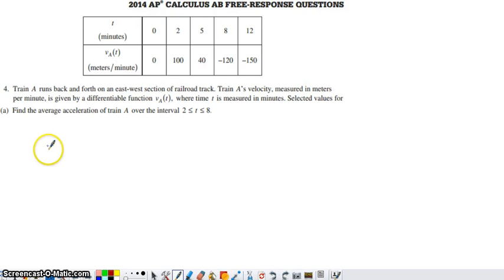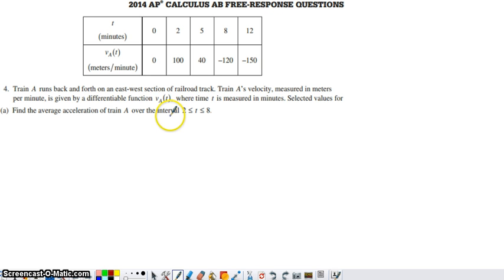So here we'll check out part A of number 4 from the 2014 AB and the BC exam. It's a non-calculator question here, and the situation that's described is that train A is going to run back and forth on a track that goes east-west. The velocity of train A at different times is measured and given to us in this table. So we have the velocity at the 2-minute mark, the 5-minute mark, the 8-minute, and the 12-minute mark.